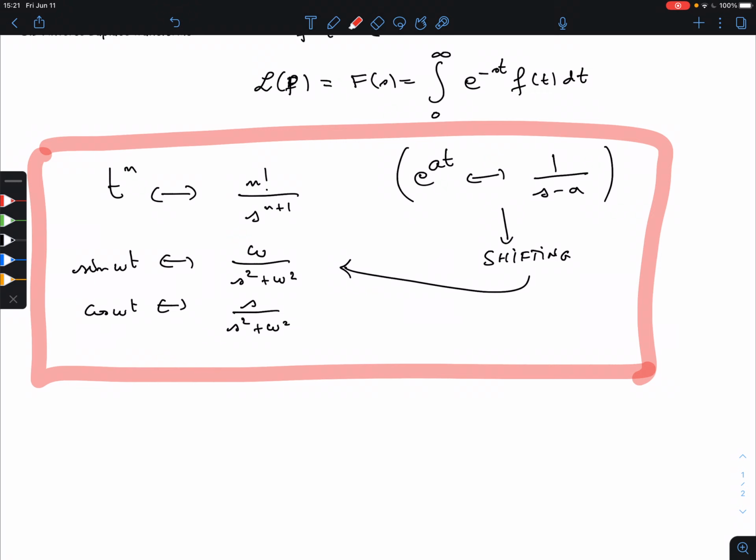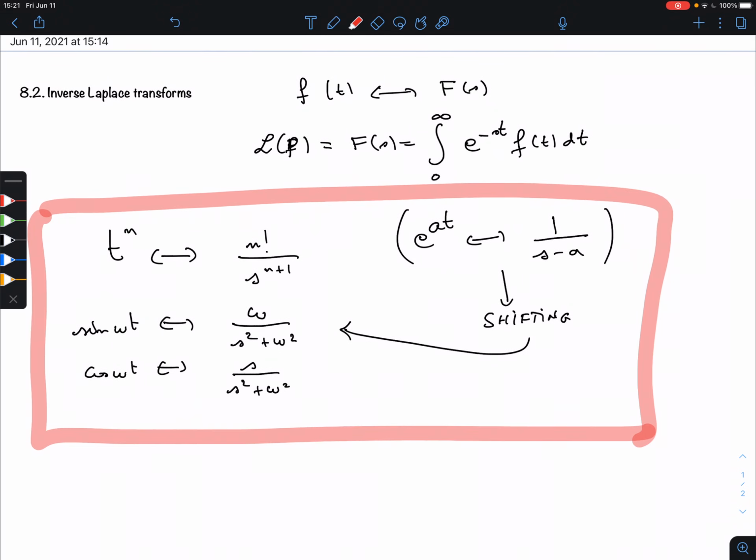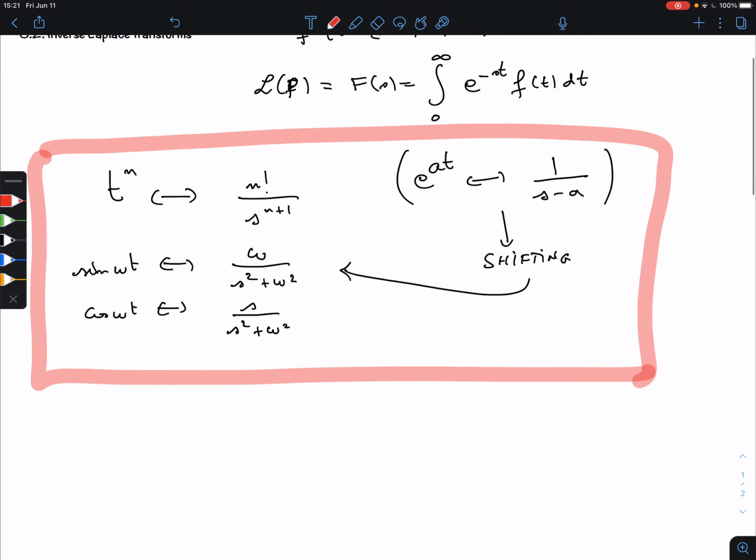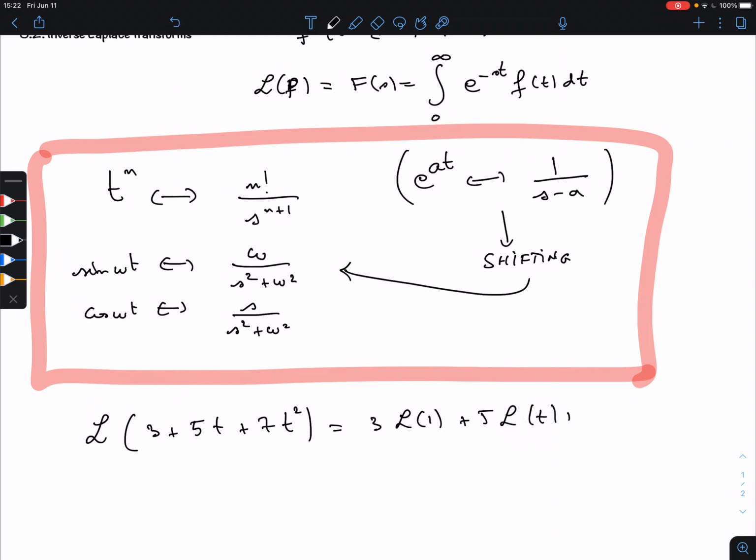Now the first thing you could ask is, and of course there are other rules, an important rule is that if you take a linear combination, then you're going to get, for instance, if I want to find the Laplace transform of 3 plus 5t plus 7t squared, well, that is 3 times the Laplace transform of 1 plus 5 times the Laplace transform of t plus 7 times the Laplace transform of t squared.